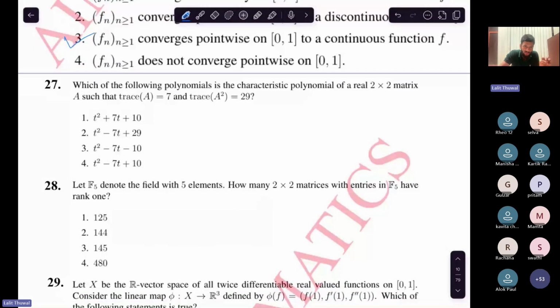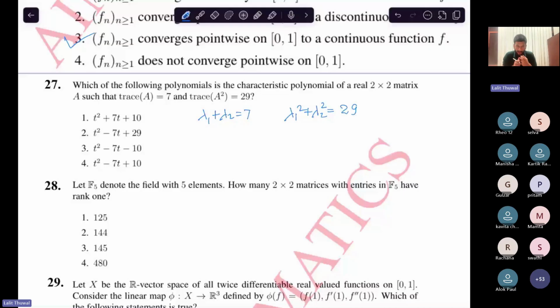So this question 27: which of the following polynomials is the characteristic polynomial for the 2 cross 2 matrix A such that trace of A is 7 and trace of A square is 29? It means that lambda 1 plus lambda 2 must be 7 and lambda 1 square plus lambda 2 square must be 29. If lambda 1 and lambda 2 are the eigenvalues of matrix A, then we should have this, because the sum of the eigenvalues is the trace of a matrix. So whose roots satisfy this?